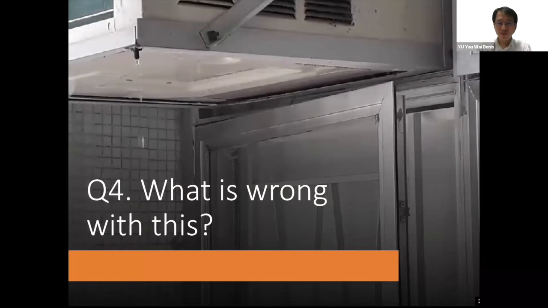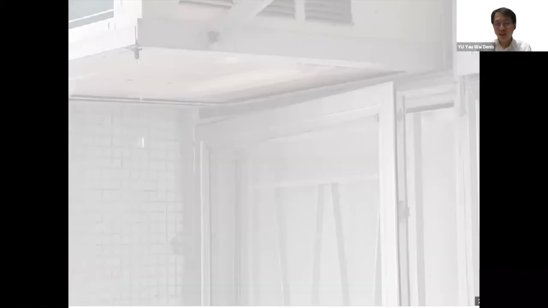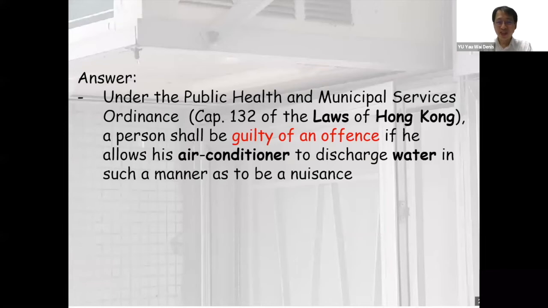Question number 4. What is wrong with this? You probably noticed that this is an air conditioner. And the first thing you notice, of course, is that there is water dripping from the air conditioner. That means the air conditioner is on. In Hong Kong, actually, if you have water dripping, it is an offense. You're not supposed to have water dripping from an air conditioner. You need to have something to catch it. So this is one of the things that is a problem.